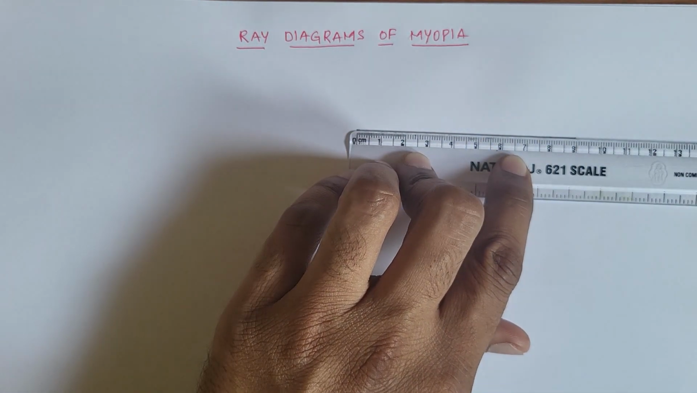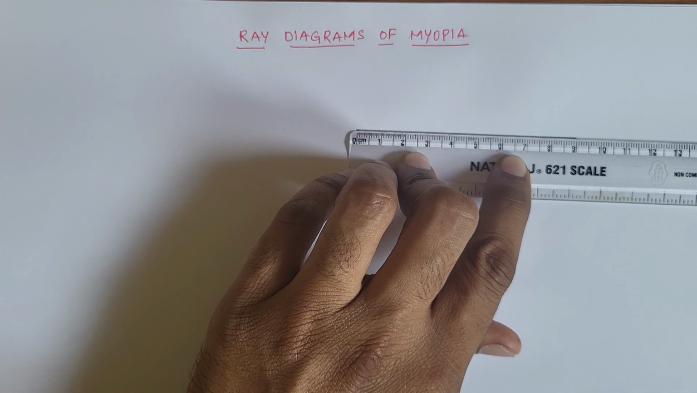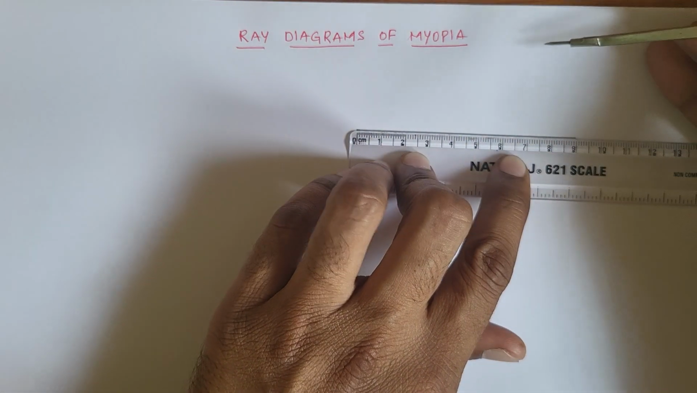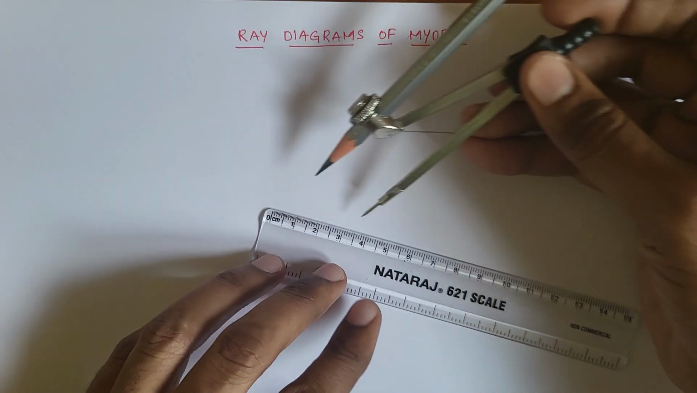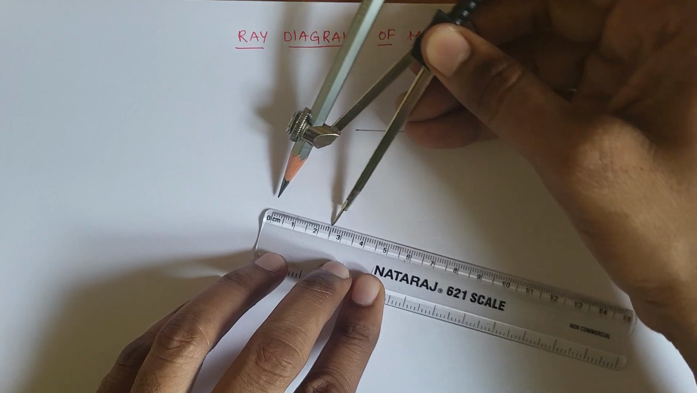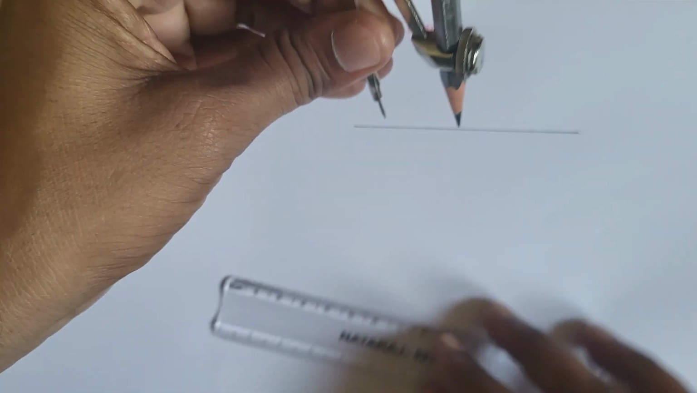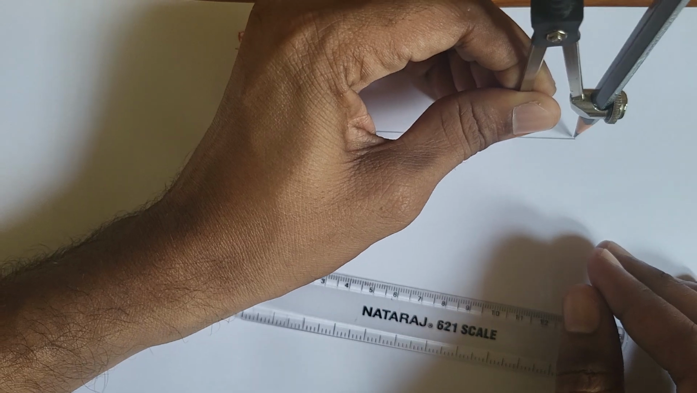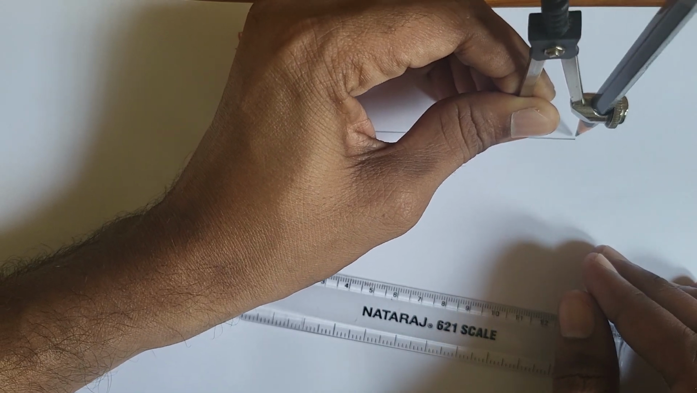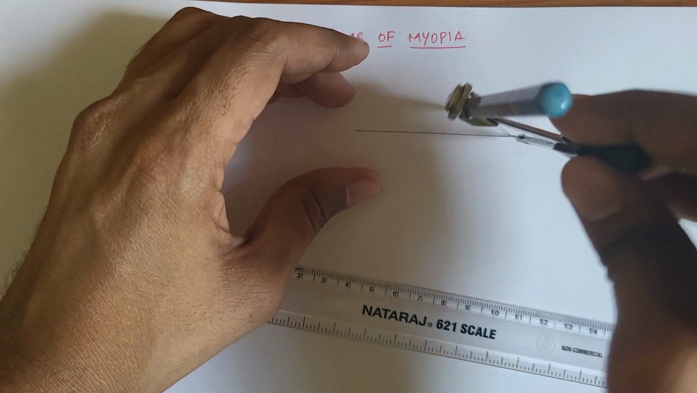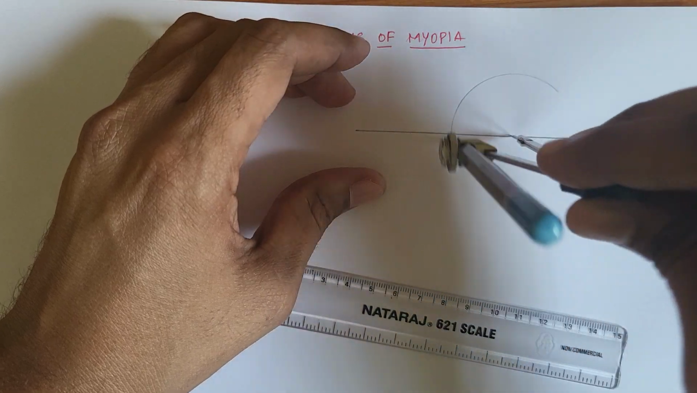Now take a compass and keep the radius as 2.5 centimeters. See, 2.5 centimeters. Now you take from here 2.5 centimeters as radius and you construct a circle here. First you construct a circle here.